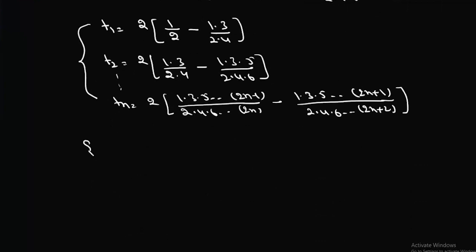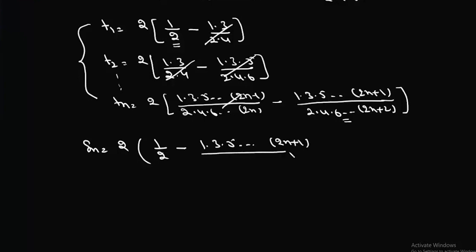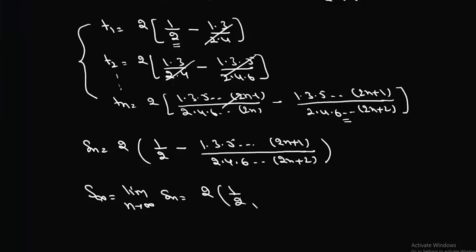Now Sn is the sum of all these n terms. So if we add them, we'll get Sn. Here these successive terms will cancel, and since we have this term here, what will remain is this last term. So it'll be 2 into 1 by 2 minus 1 into 3 into 5 up to 2n plus 1 upon 2 into 4 into 6 up to 2n plus 2. And if we find its sum up to infinity, it will be this limit n tends to infinity, Sn. Now it will be this 2 into 1 by 2 minus.